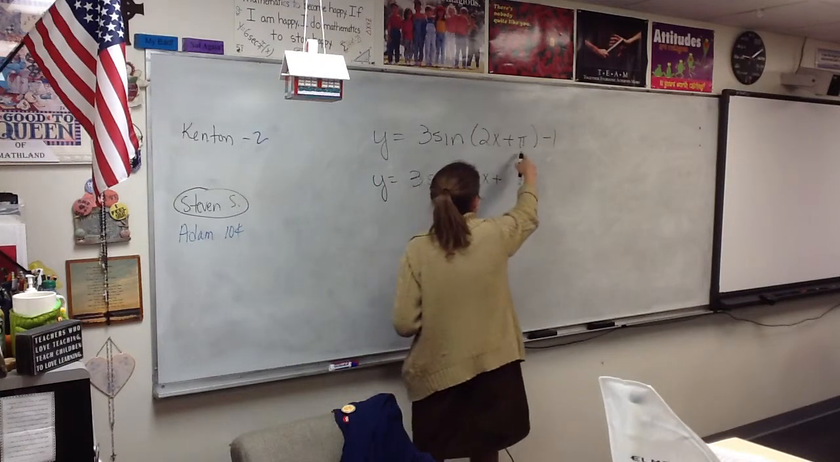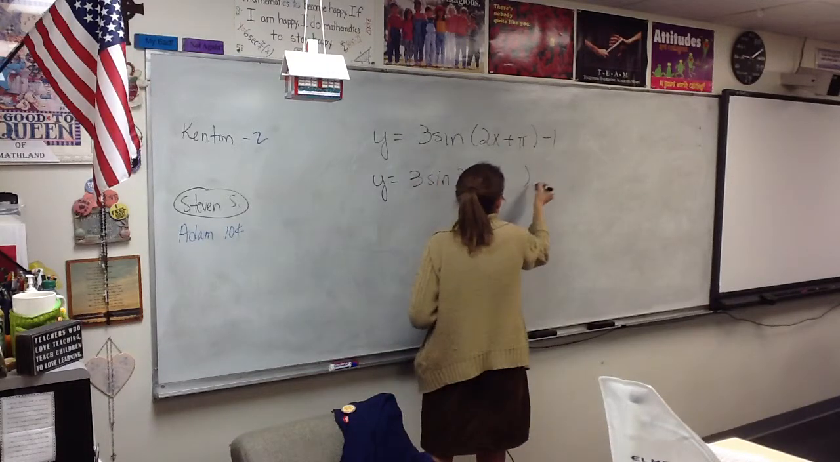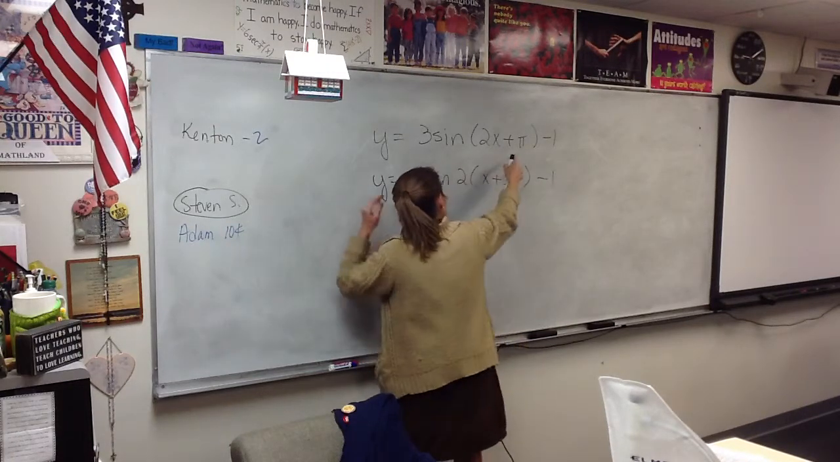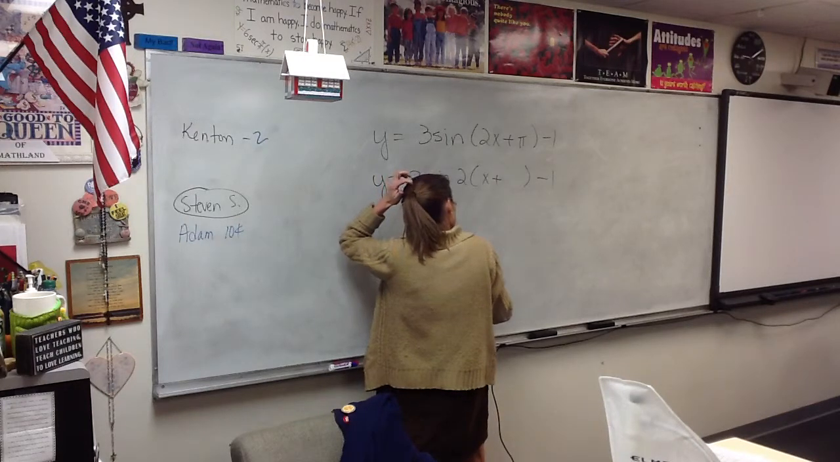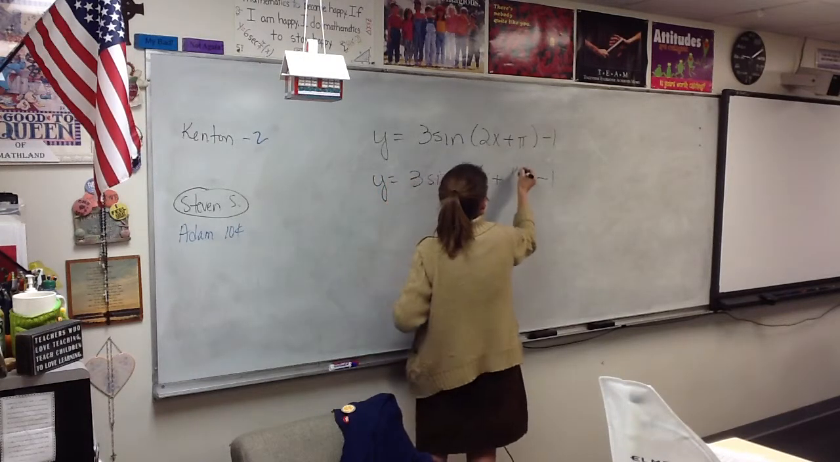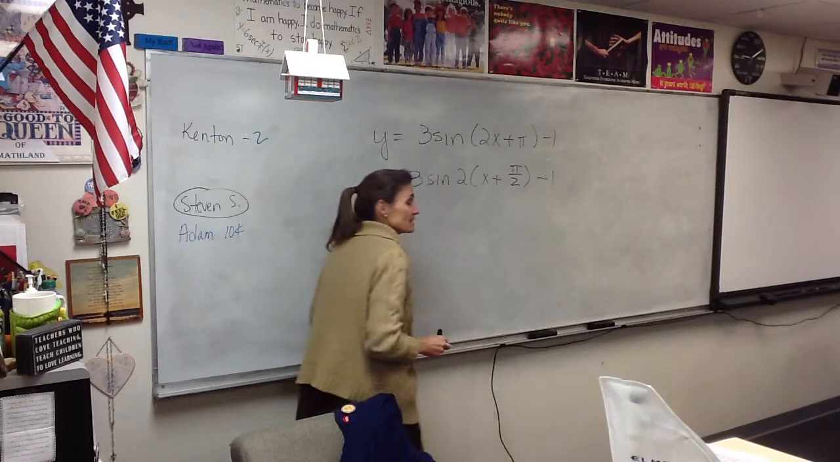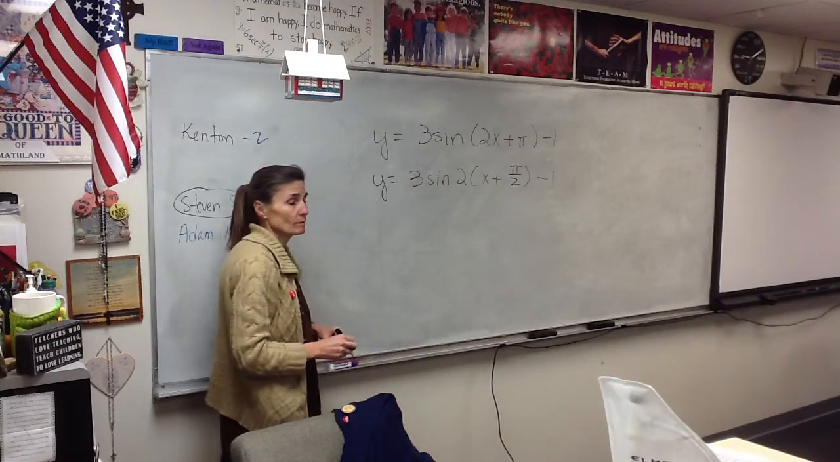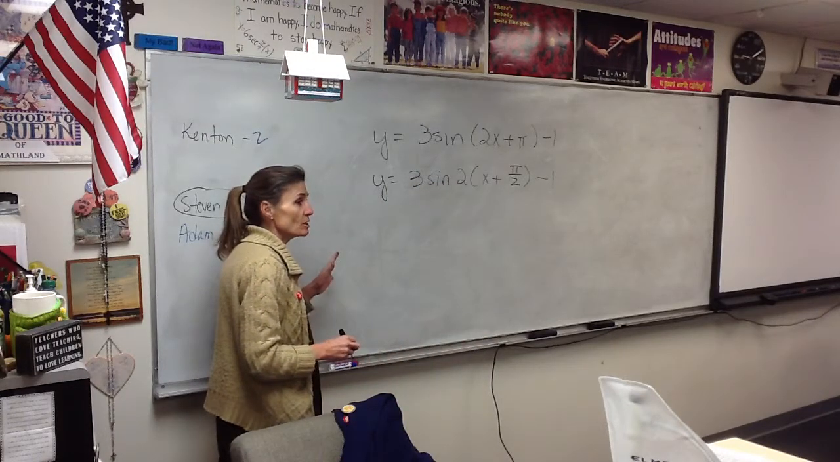And what will this be if I pull that 2 out? What would I have to put here so that when I multiplied it back, I'd get pi? 1/2. Pi divided by 2. That's exactly right. Now this equation's ready to graph.